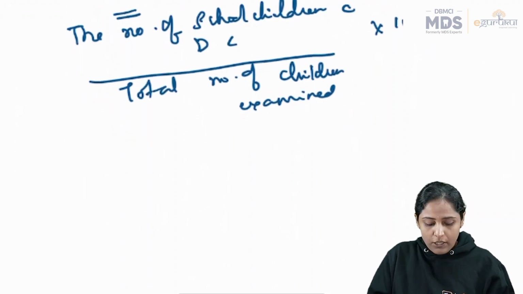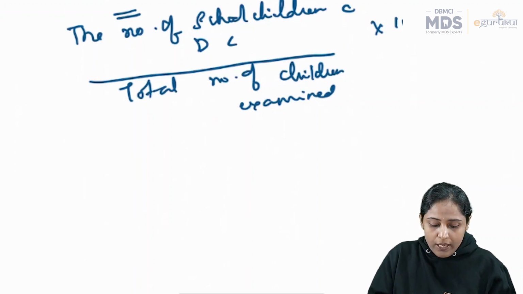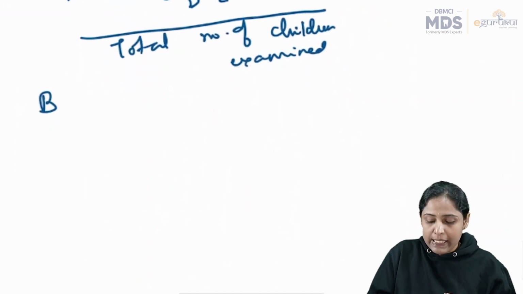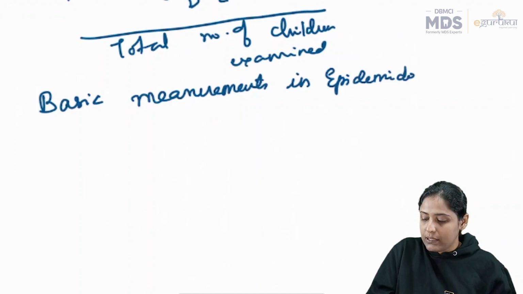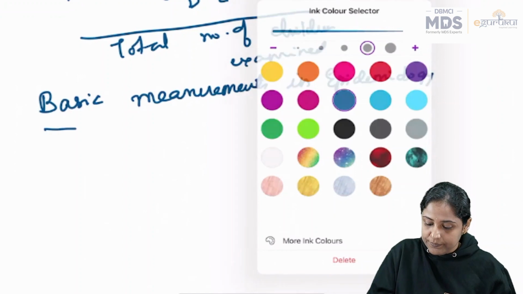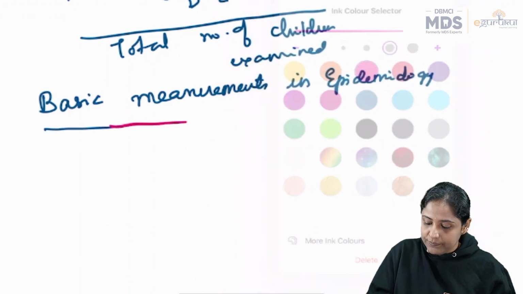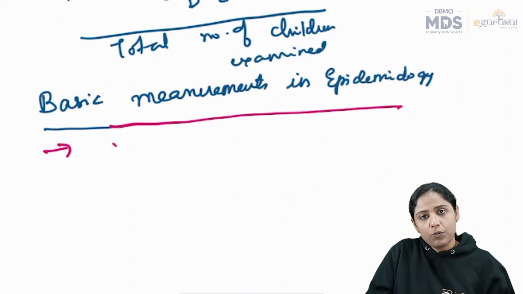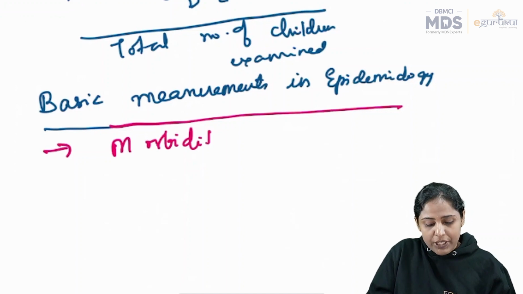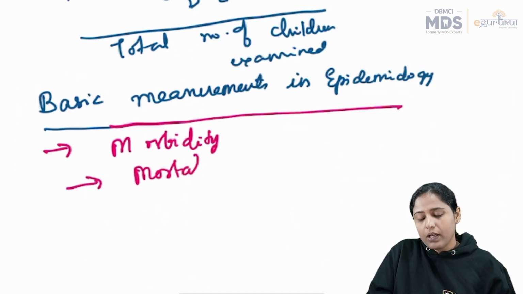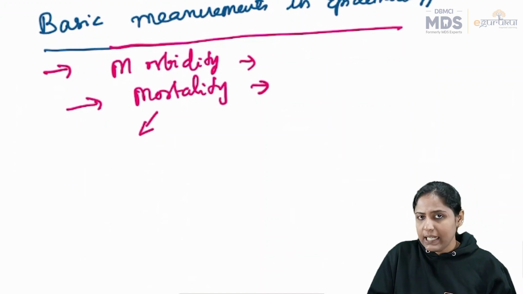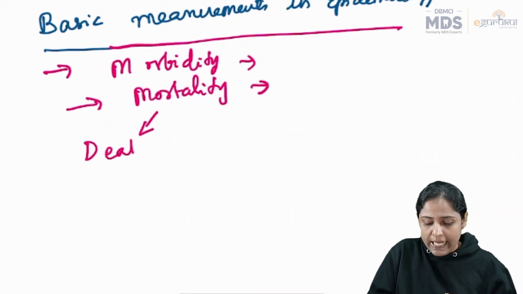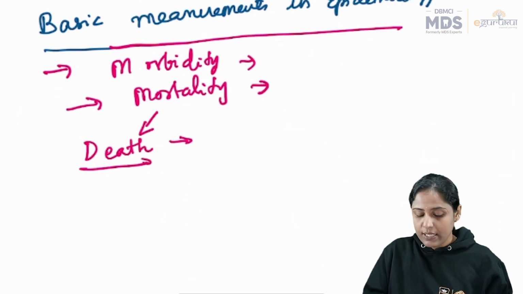So those were the tools of measurement in epidemiology. Now we come to basic measurements in epidemiology. So, the most commonly used measurements are measurements of morbidity and measurements of mortality. So, what is mortality? Mortality is the condition of being mortal or susceptible to death.